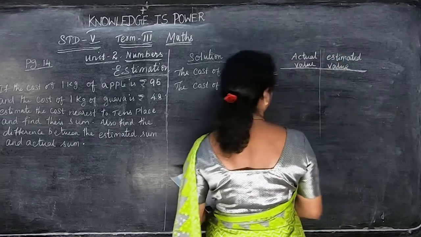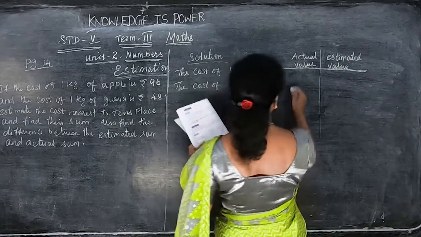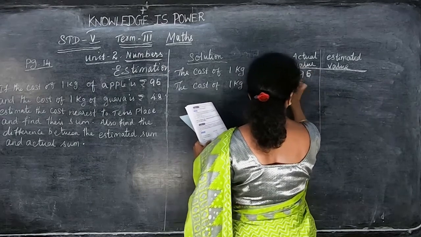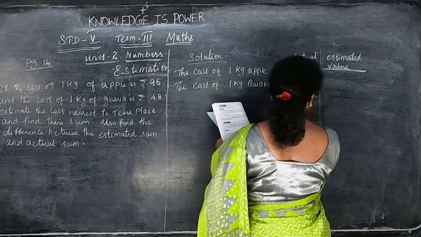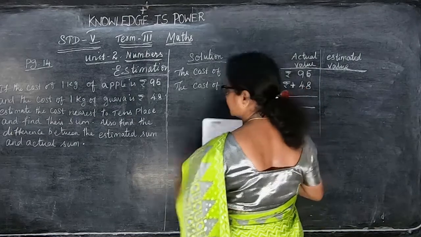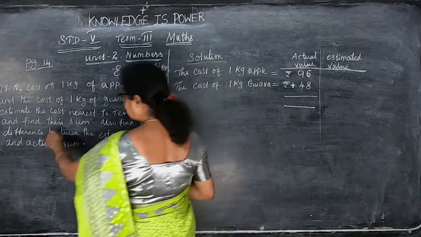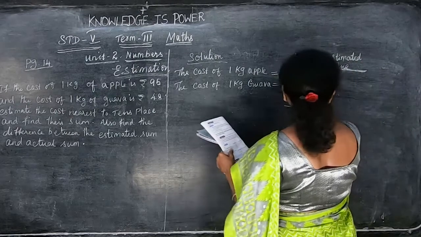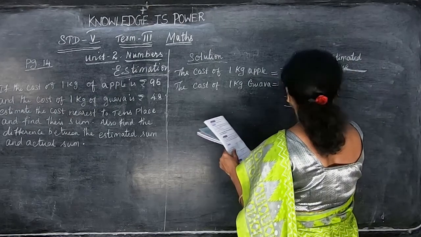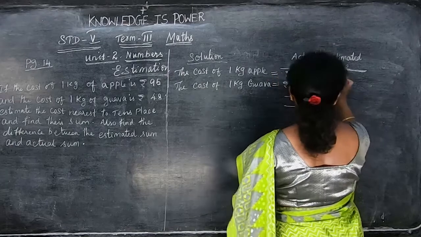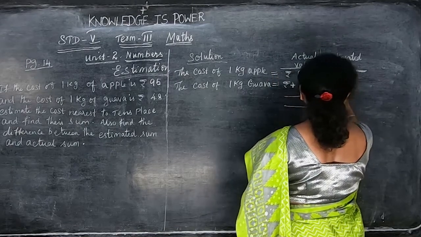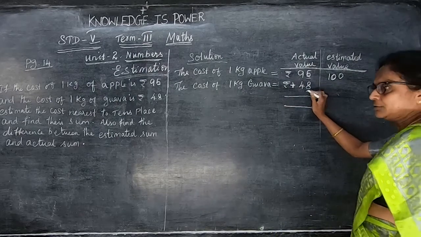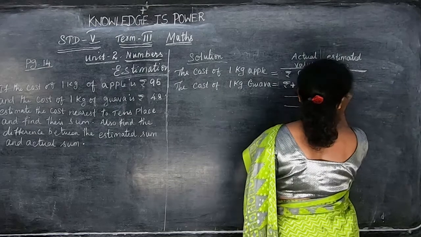So now the total difference is going to be the line. So 1 kg of apple, actual value is rupees 95, and actual value of rice is rupees 48. So first you have to add. Find the sum. So you have to add. In the estimated value, 95: 9 before 10 is 10, so you can write 100. 48, you move 5 to 9 to 11. You can write 48 as the nearest number, 50.